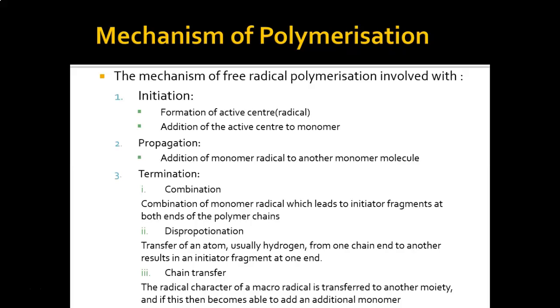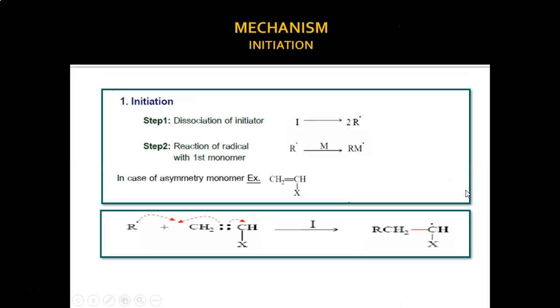So the radical character of a macroradical is transferred to another moiety, and if this then becomes able to add an additional monomer. Okay, I will explain the mechanism involved in this radical in the next video.